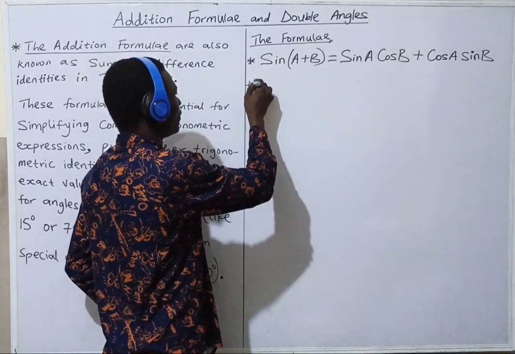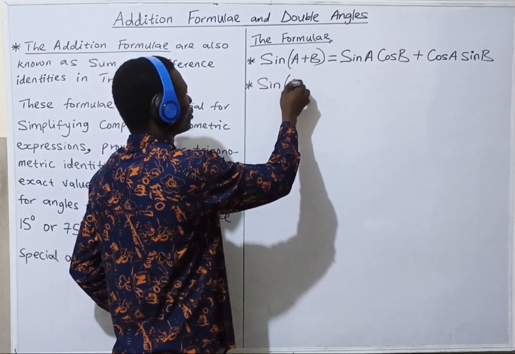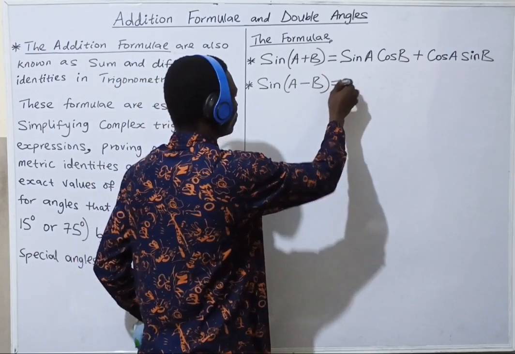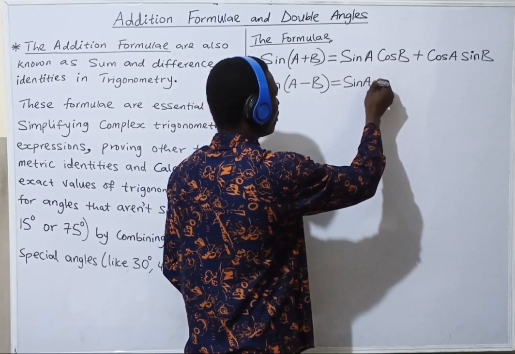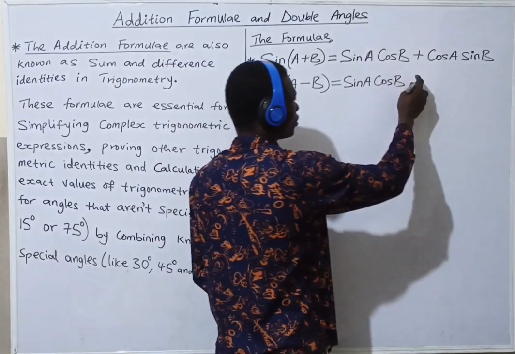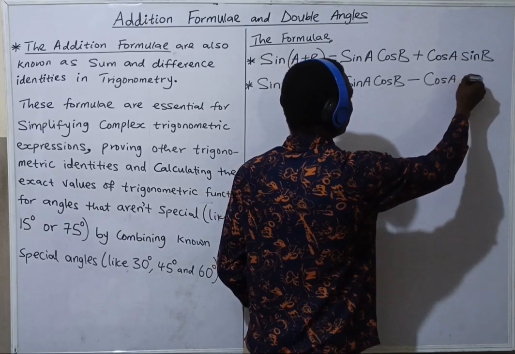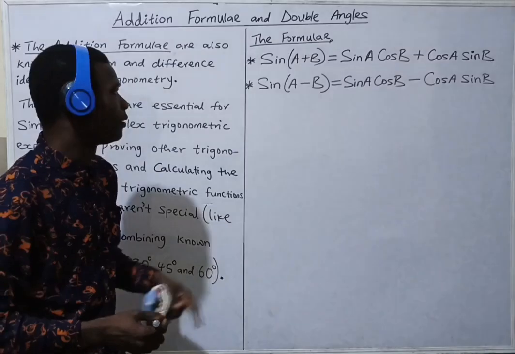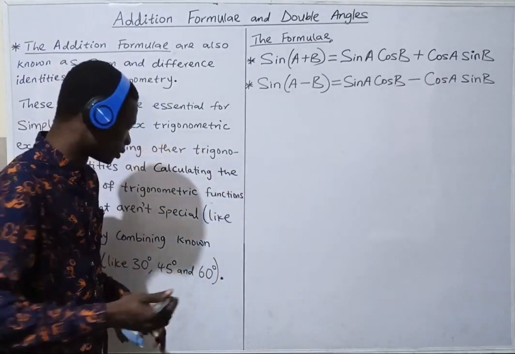And the second identity is very much like it. Instead of addition between them, we'll have subtraction. That's going to be sine of A minus B. And what is that going to be equal to? That's going to be sine A cos B, minus cos A sine B. So that is what we have for the first two identities based on sine. Then the next two will be based on cos.